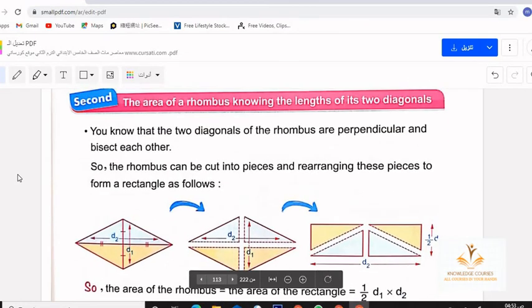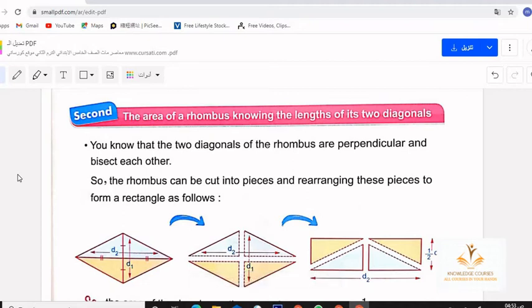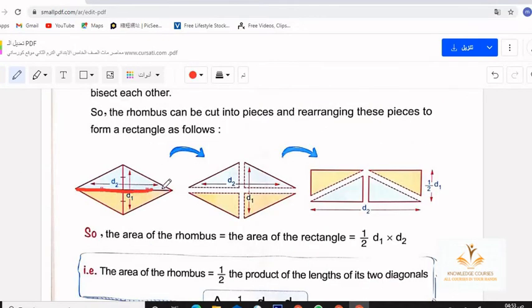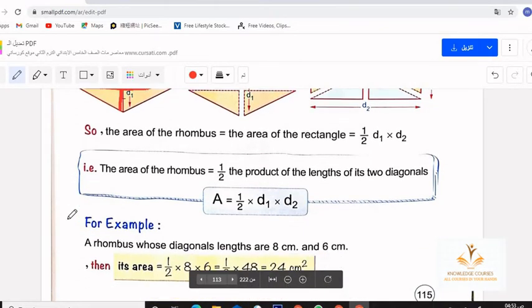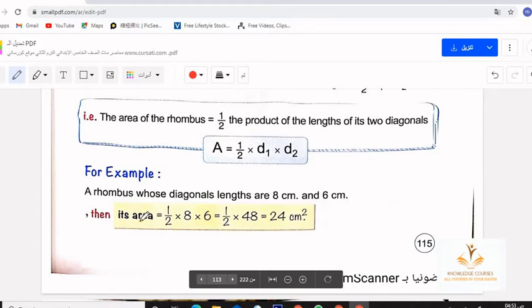The area of the rhombus, knowing the two diagonals. This is diagonal D1 and this is diagonal D2. The area of the rhombus equals half multiply D1 multiply D2. Okay, find the area of this rhombus whose diagonal lengths are 8 and 6. So the area equals half multiply D1 multiply D2.